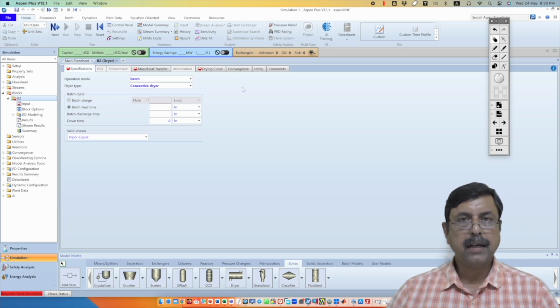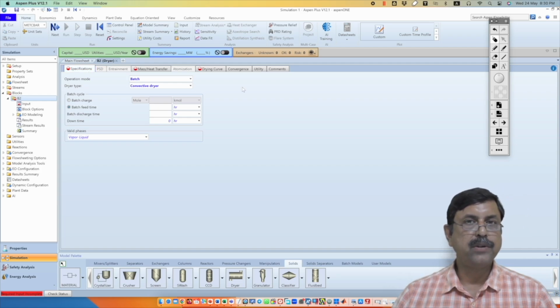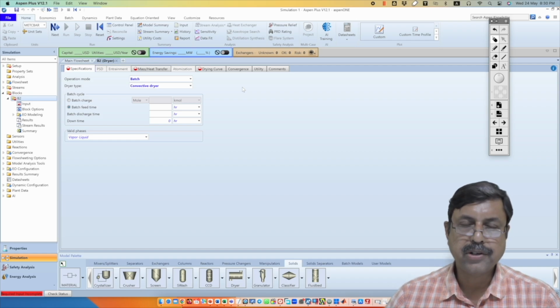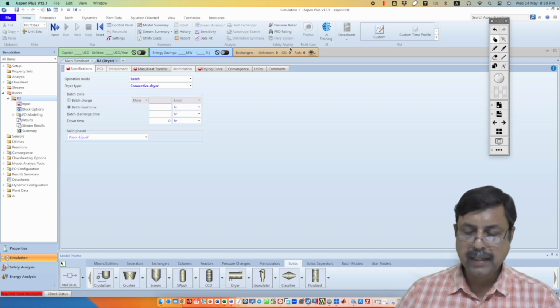Now we will take an example problem and try to solve it using this dryer model. For that, let us see the example first.